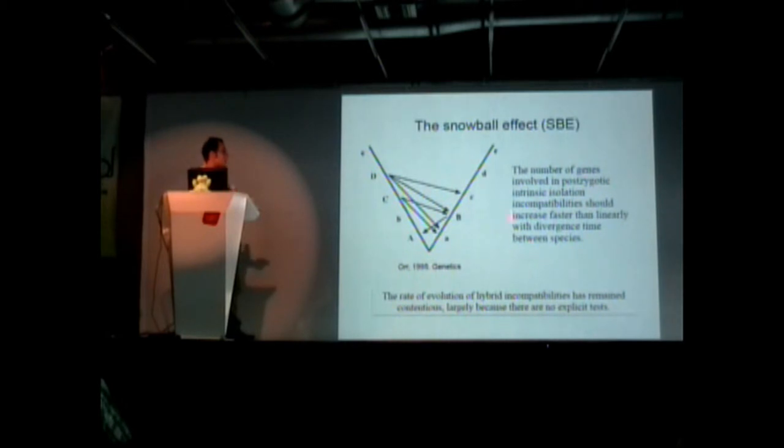What it implies is that the number of genes involved in postzygotic isolation should evolve faster than linearly, should increase faster than linear divergence between the species. The reason is that, assuming this is time zero, there are going to be many mutations in each branch. For example, little b is going to be able to interact with big C here, or with little a, and the more time that the species have been apart, we can test whether the number of genes has increased with time.